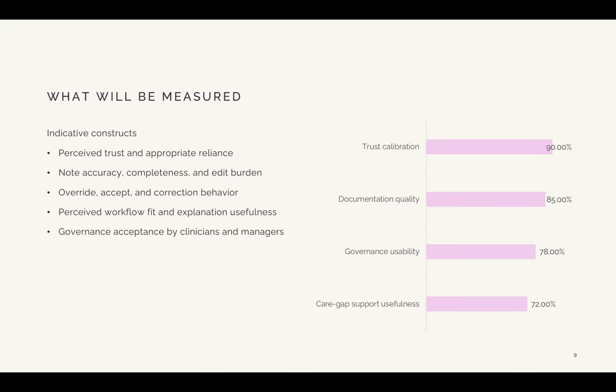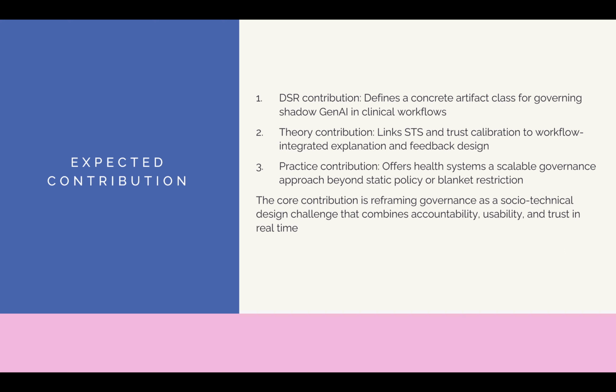Moving on to the next slide, which is what will be measured. So the main constructs I plan to assess are trust calibration, documentation quality, governance usability, care gap support usefulness, and also workflow fit. I also want to observe behavioral signals such as acceptance, editing, overrides, and corrections. This is important because if clinicians constantly override or heavily revise content, that tells us something meaningful about both explanation quality and governance design. So measurement in this study is not only about whether the AI works, but whether the governance artifact supports appropriate use.